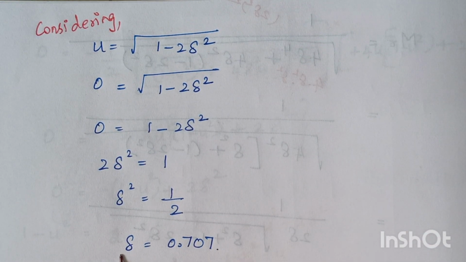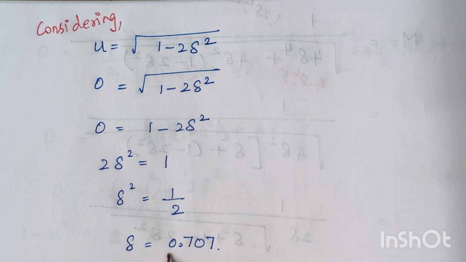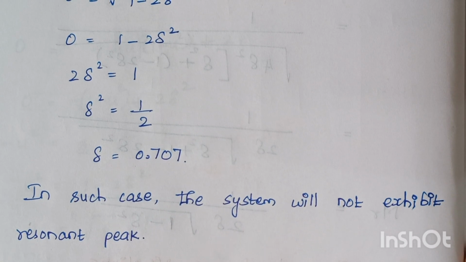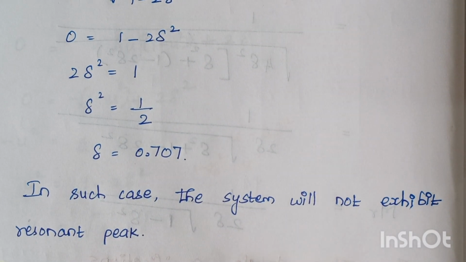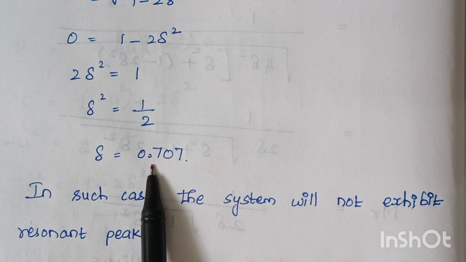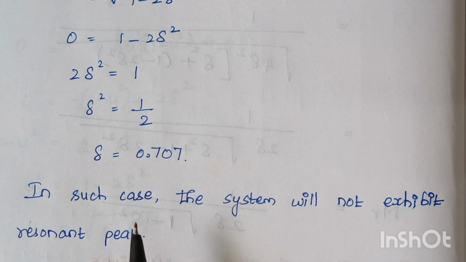Whenever you substitute this value, the peak value of resonant magnitude will be 0. You can check: in the previous expression, just substitute 0.707. When you substitute this value, your MR value will be equal to 0. So during this condition, the system will not exhibit a resonant peak. Whenever it reaches this value of zeta, again the system won't reach its peak value.